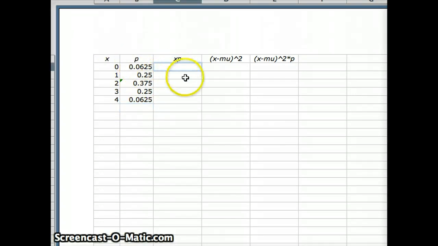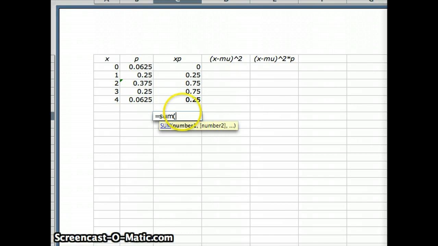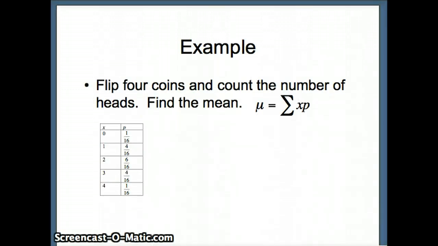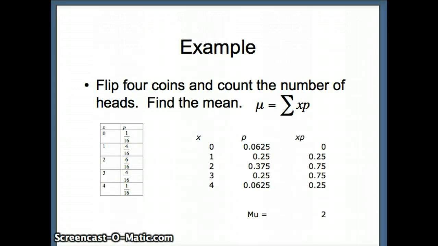To get the mean, we have to multiply x times p. So we're going to say equals the x number times the p number. Then we're going to scroll those all the way down. Equals the sum of all of those numbers. So what we get here is our mean, mu, equals 2. So indeed, that's how we're going to calculate the mean of a random variable.